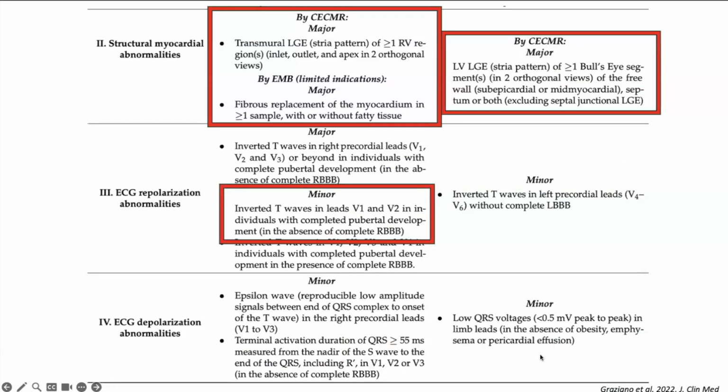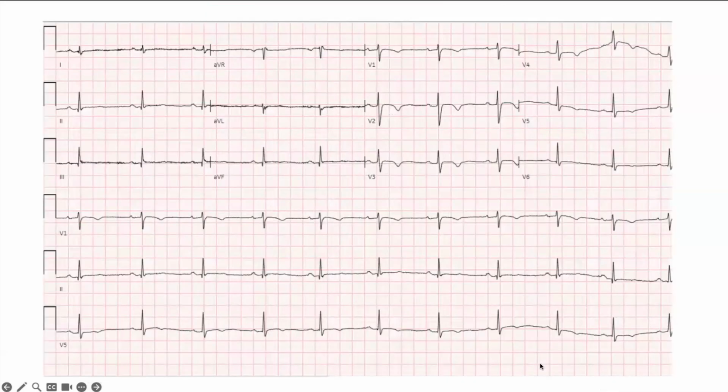So looking at some of the other criteria here, structural myocardial abnormalities at the top: is there transmural late gadolinium enhancement? Yes, we noted that on cardiac MRI. There's also late gadolinium enhancement in the LV, so we have a major criterion met in at least one of the two ventricles here. Looking at the ECG, there are inverted T waves in leads V1 and V2 in the absence of a complete right bundle branch block. If we remember her ECG, it did have T-wave inversions in the anterolateral leads.